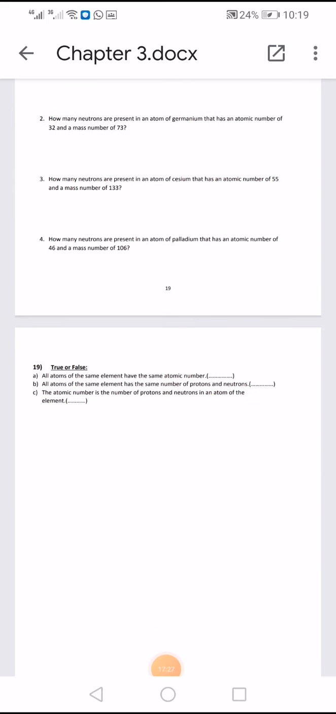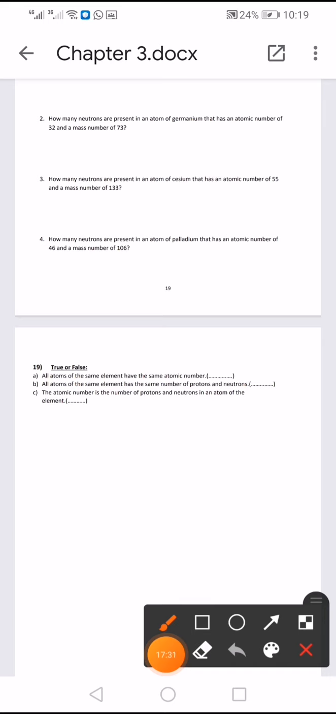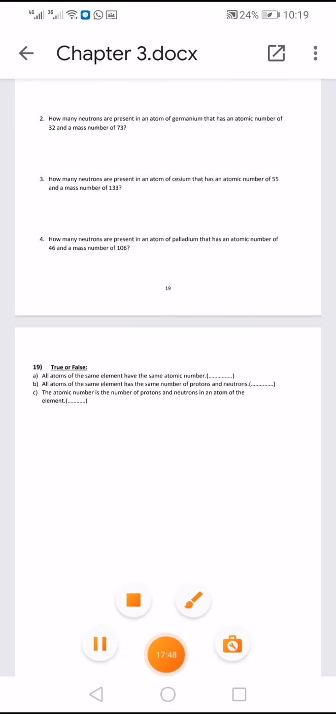All atoms of the same element have the same atomic number? Yes. True. All atoms of the same element have the same number of protons and neutrons? No, false. Atomic number is the number of protons and neutrons in an atom of the element? False, this is the mass number. That's it. Thanks for watching.